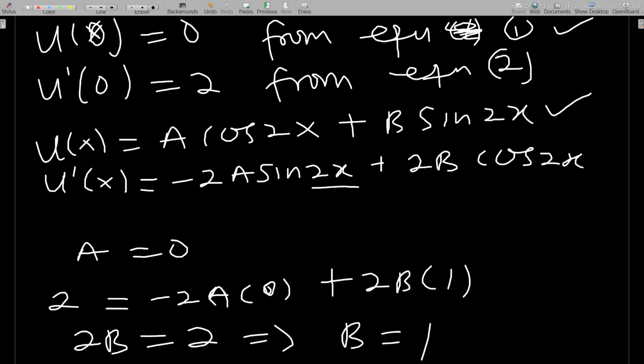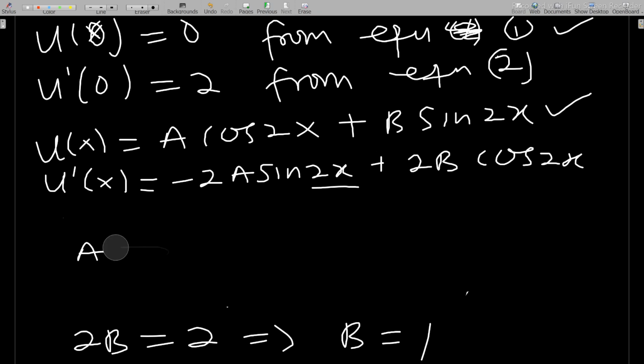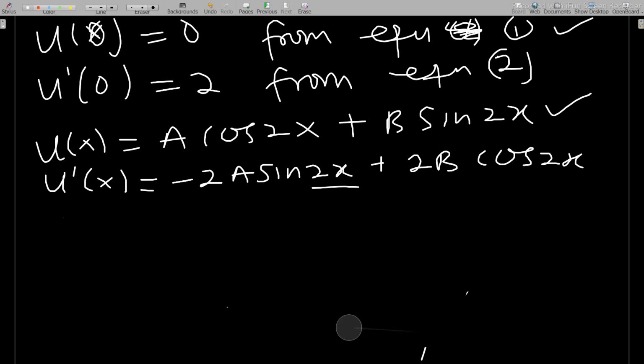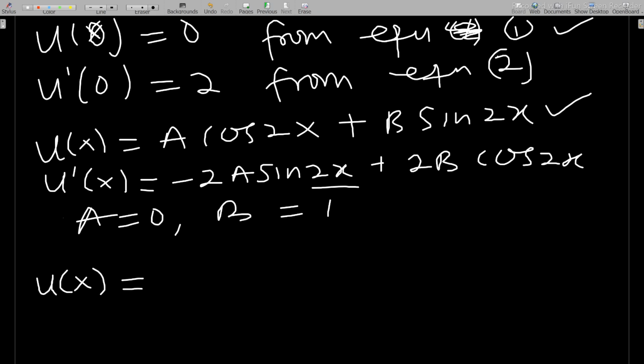So let me write our final solution here. We've gotten a to be 0 and b to be equal to 1, okay? So this is simple. Our particular solution is, a is 0, so this part will go, and b is 1, so I have sine of 2x, okay? I have sine of 2x to be my solution. Alright, I hope you understood the process.